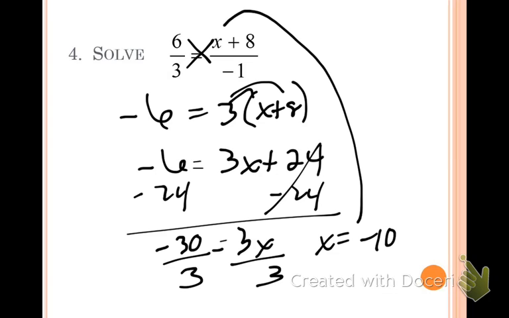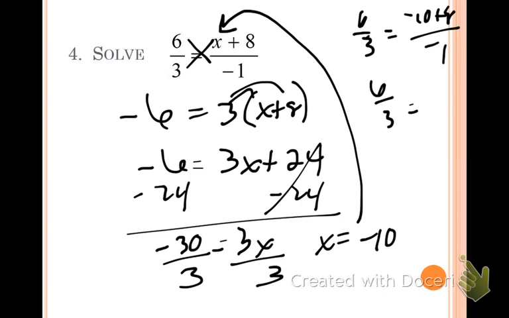If I were to plug this in here, right, we get 6 to 3 equals negative 10 plus 8 to negative 1. So 6 to 3 has to equal negative 2 over negative 1. Reduce this to 2 over 1, to 2 to 1. Two negatives make a positive. 2 to 1. So then, yeah, that's right. X is negative 10.